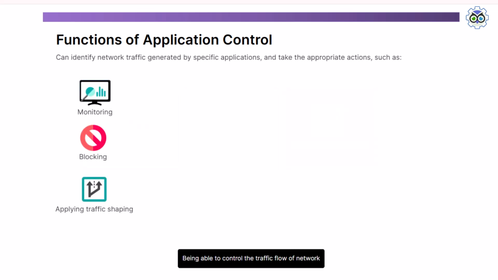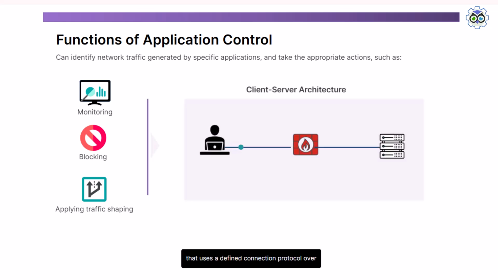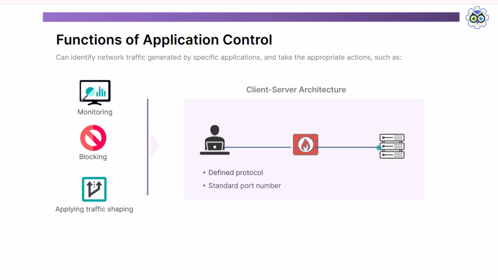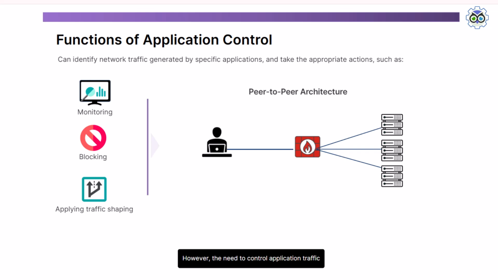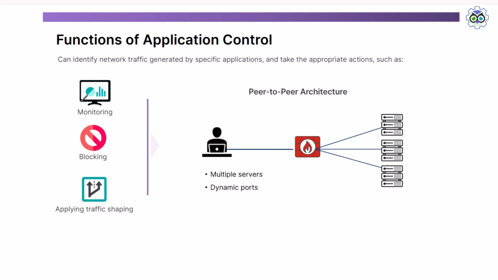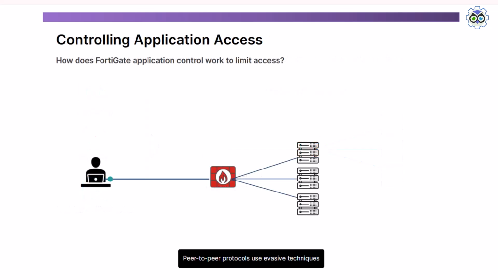Being able to control the traffic flow of network applications may not be a priority requirement within traditional client-server architecture that uses a defined connection protocol over a standard port number. However, the need to control application traffic is becoming increasingly relevant within peer-to-peer architecture, wherein many servers need to send traffic using dynamic ports, such as BitTorrent. Peer-to-peer protocols use evasive techniques to bypass traditional firewall policies.